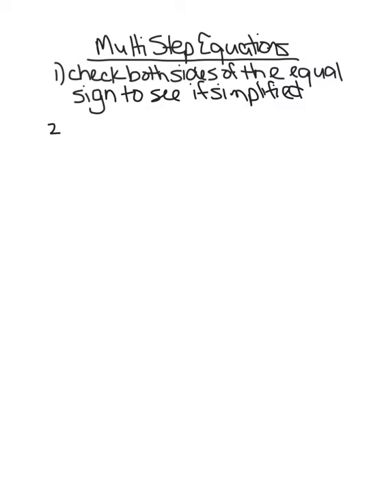And then number two, here, we're going to check to see if the variables are on both sides of the equal sign, right? If there's variables on both sides, then we need to move the variable term across the equal sign with that inverse operation, right? So we want to move those variable terms first.